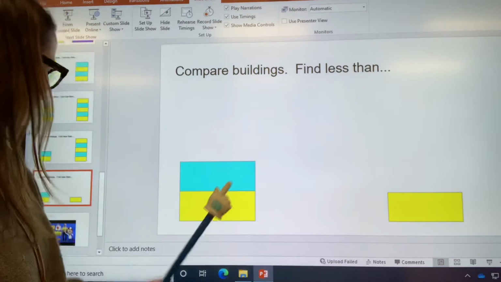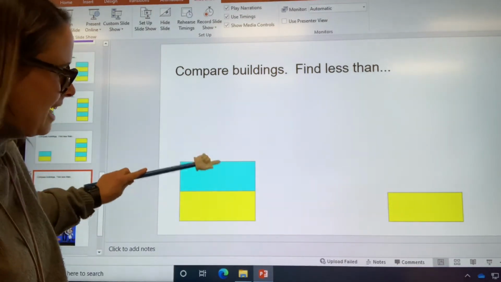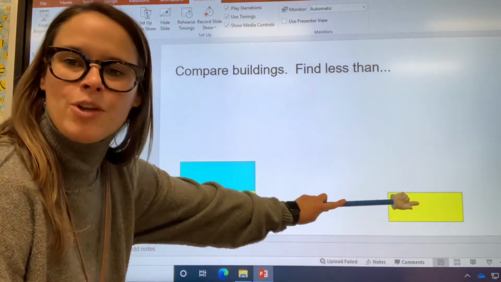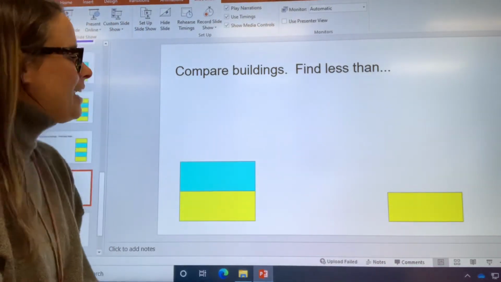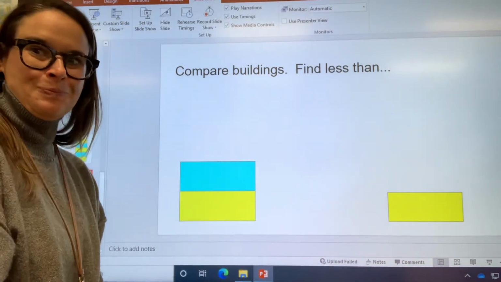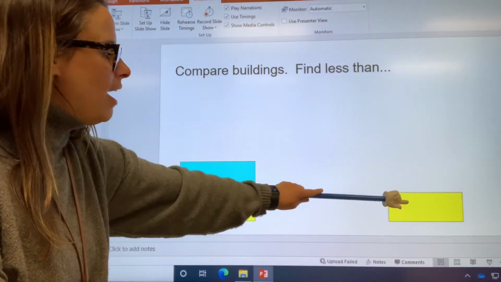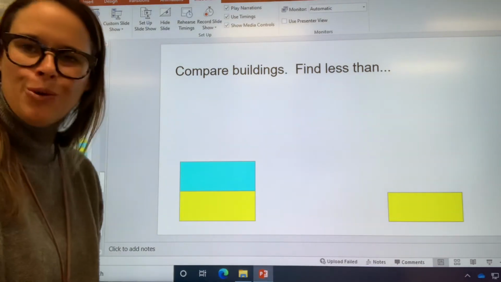Last one. How many floors are in this building? This is a tiny building. 1, 2. This one's like Washington West, it only has 1 floor. Which one has less? Did you point to this one? Right. This is correct. 1 is less than 2.